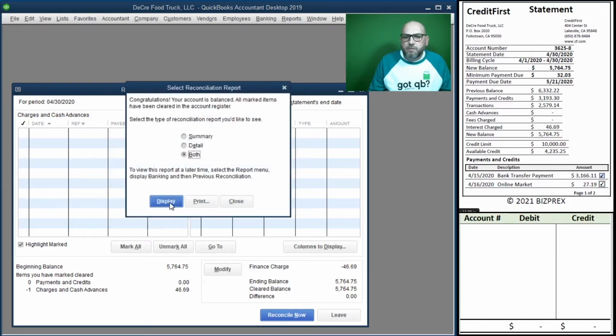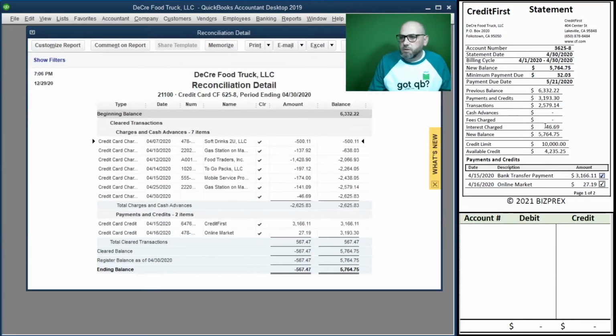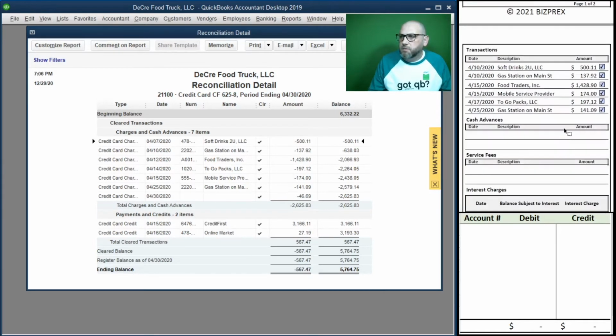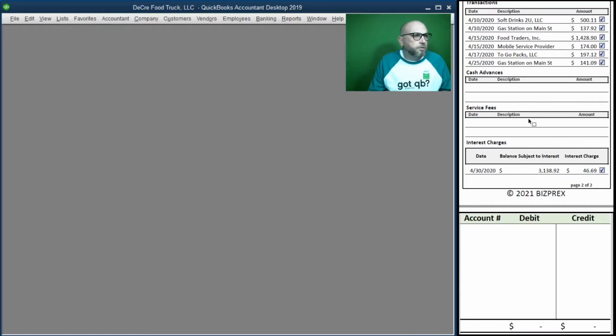All right, then we're going to look at both reports. All right, so here we are. Our balance is 576475. Good. You can print it for your records and then attach it to the statement. And the details again. Okay, that's right here. Good. And charges are right here. Good. That completes reconciliation of our credit card account.